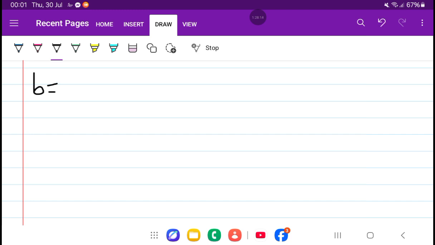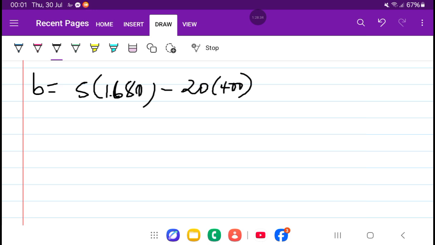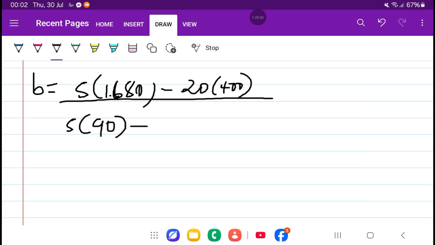So let's look at our b value, which is 5 into 1680 minus 20 into 400, over 5 into, now our summation x squared, we got it as 90, summation x squared minus our summation x, bracket squared, is 20 squared.